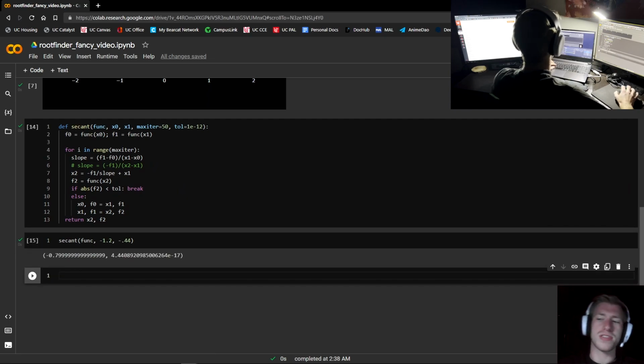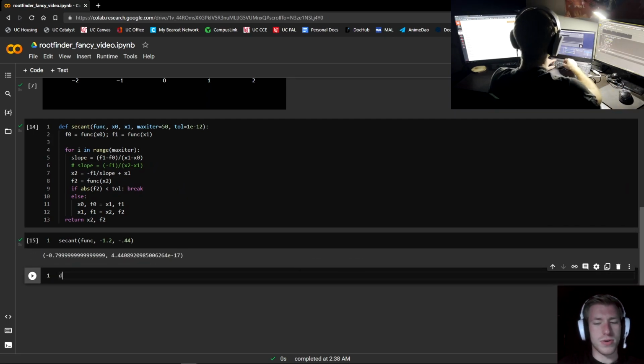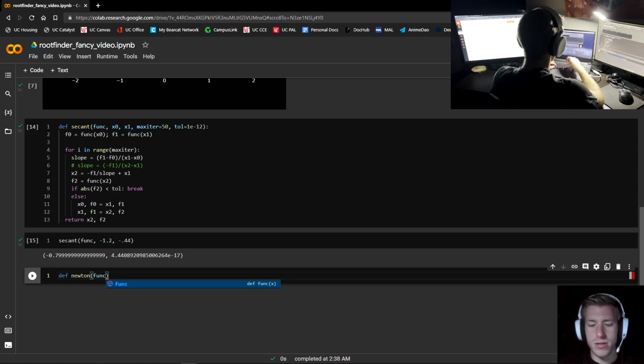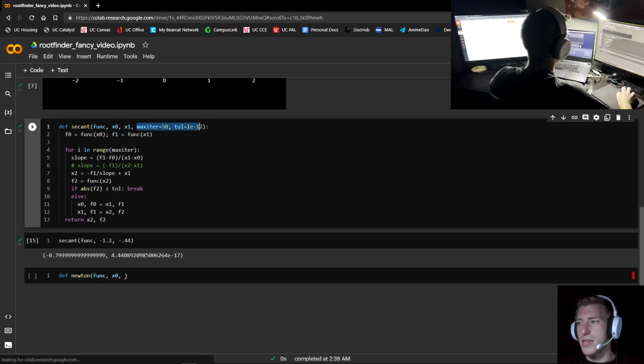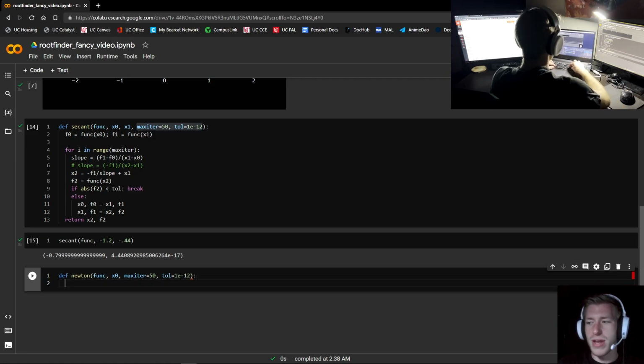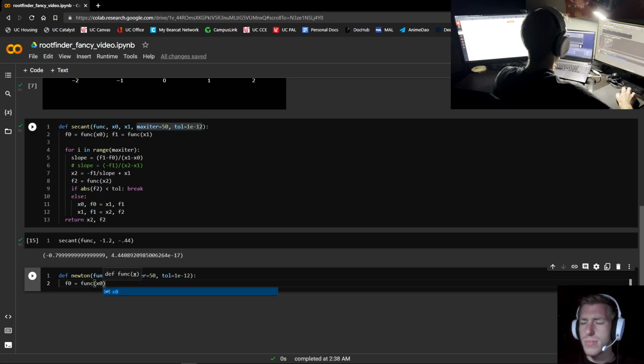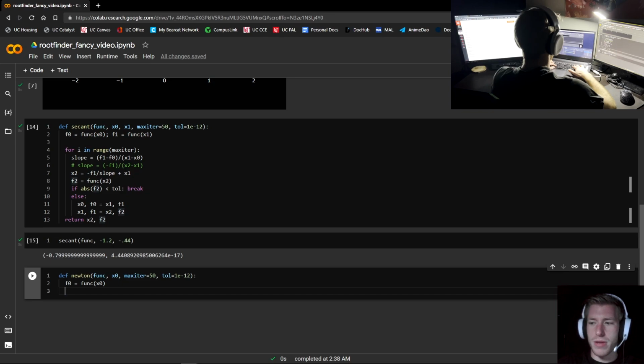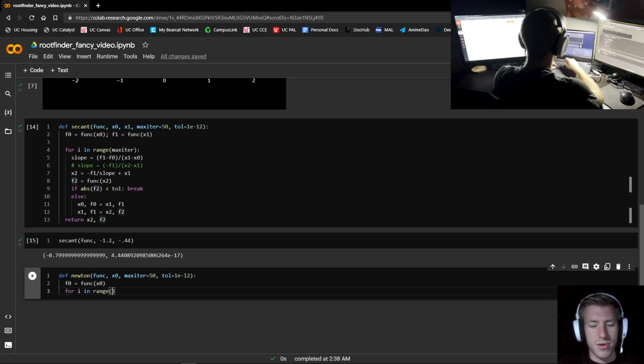So it's going to be relatively similar. We're just going to define this as Newton, and this is going to take our function and an x0, and then I'm just going to copy and paste our max iter and our tolerance, because again we're going to be doing this iteratively, but we do not need a second point. So we're going to say f0 is equal to the function at x0 once again, and then we're going to build our for loop. So for i in range max iter.